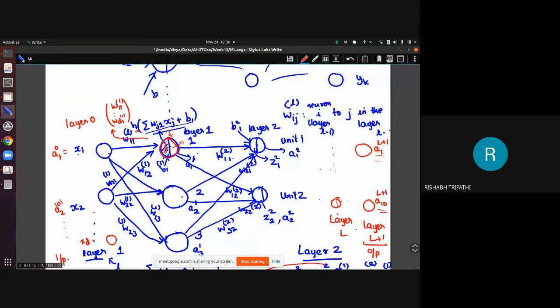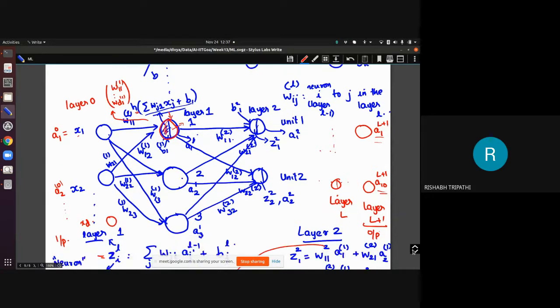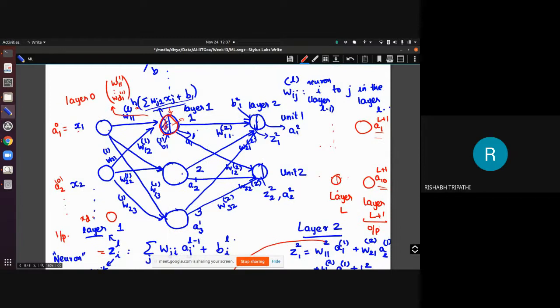Ma'am, I got it. I want to know why, if we take layer one and take two neurons, why are the weights different for the two neurons?